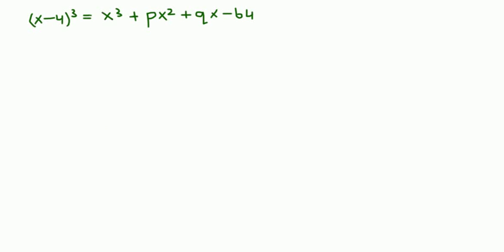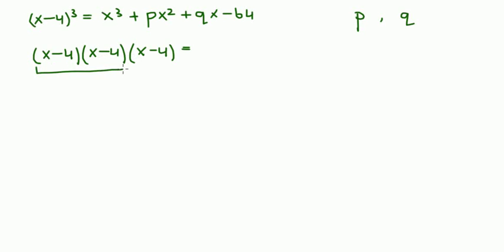We have (x minus 4) cubed is equal to x cubed plus px squared plus qx minus 64. We have to find p and q. So this is our identities question. So really, I just need to deal with the left-hand side first of all. All we need to do with this question really is just take our time. So first of all, multiply two brackets. x by x gives me x squared, x by minus 4 gives minus 4x, minus 4 by x gives minus 4x, minus 4 by minus 4 gives us plus 16.